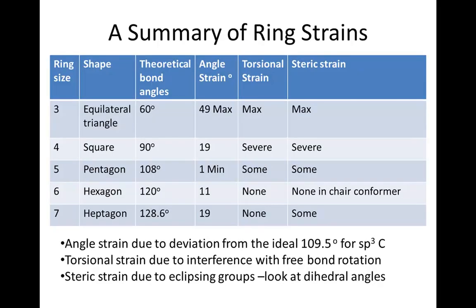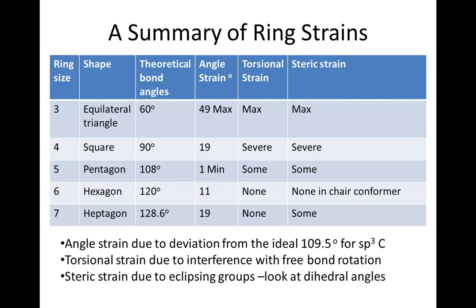And so let's talk about those angles for a minute. It takes 3 points to make a plane, which is a triangle, and if you have an equilateral triangle, then the angles would be 60 degrees. So if you assume that cyclopropane is an equilateral triangle, which it is, then it would have angle strain of 49, a difference of 49 from the ideal of 109.5.